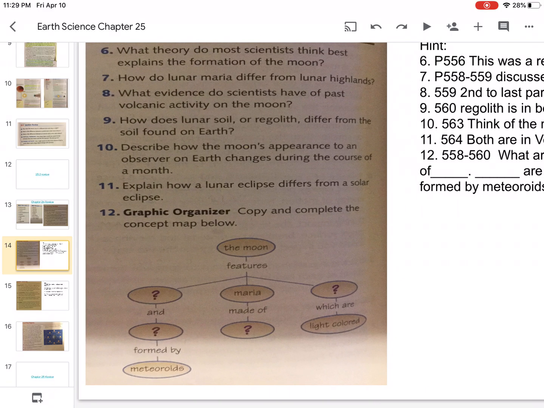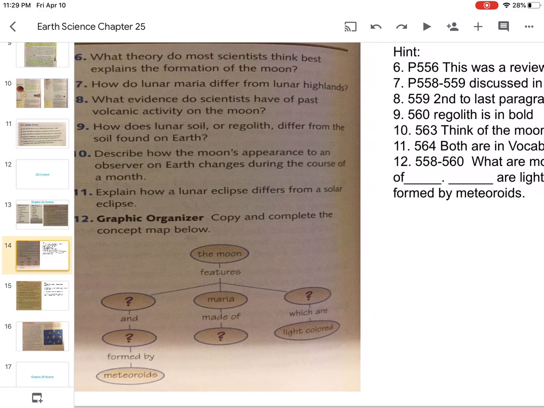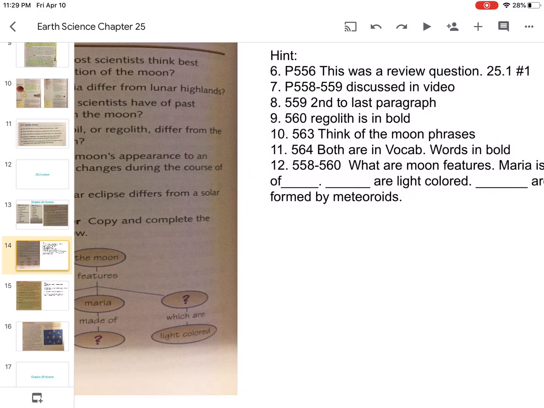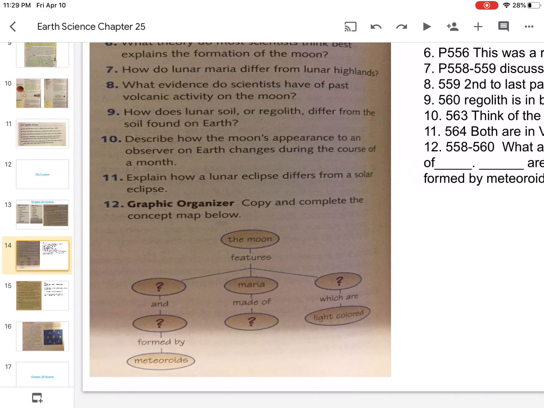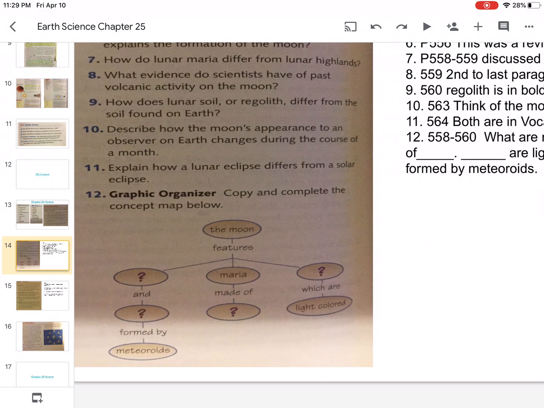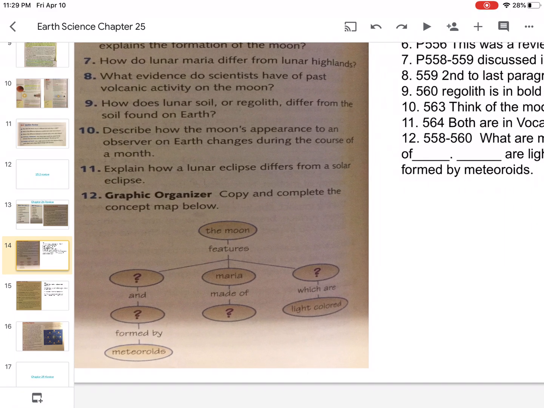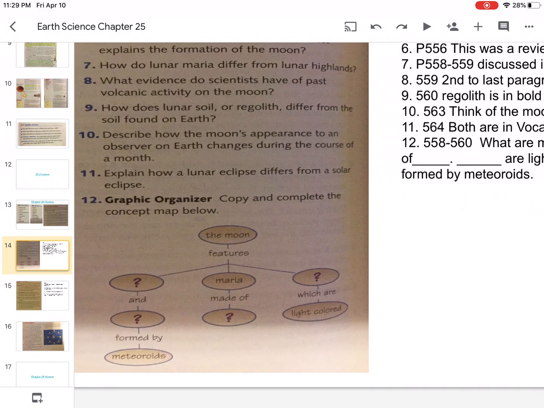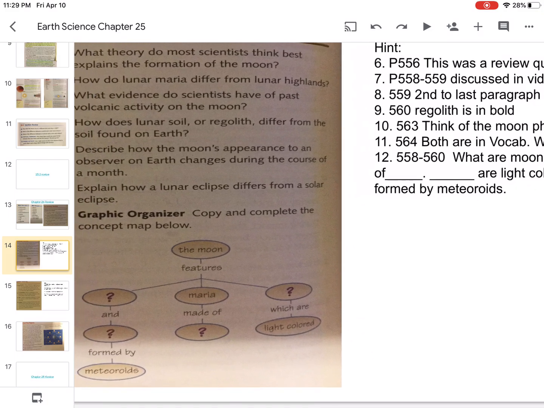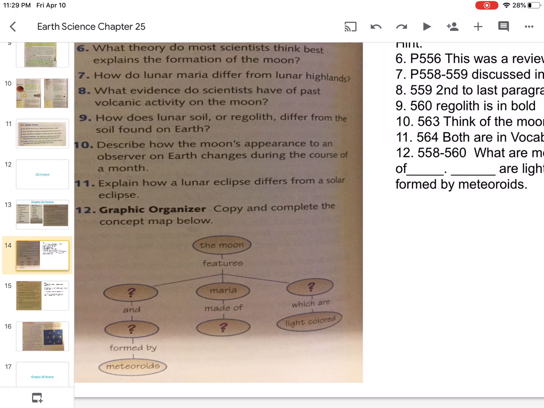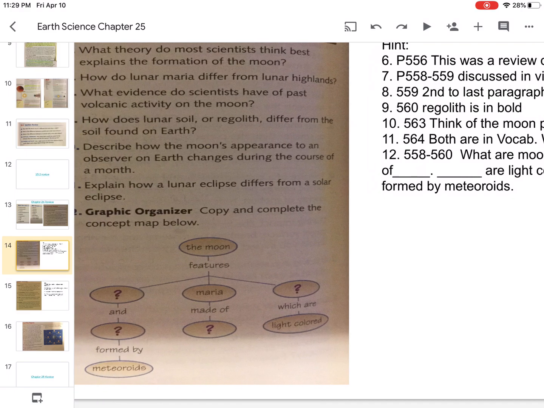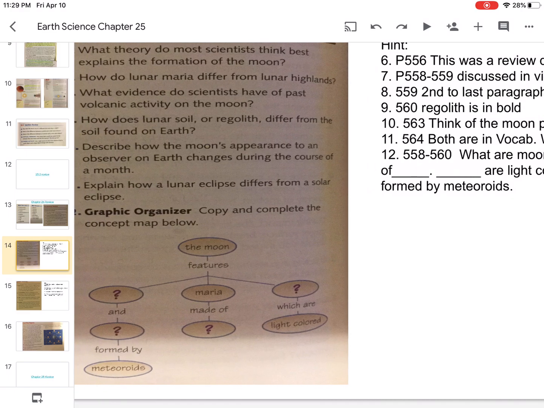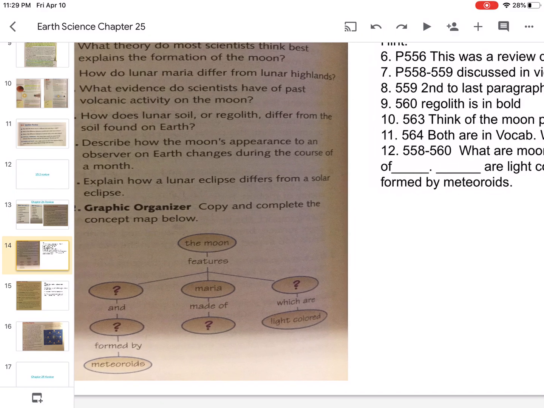Number 8. What evidence do scientists have of past volcanic activity on the moon? On page 559, the second to the last paragraph, you'll find your answer there. Number 9. How does lunar soil or regolith differ from the soil found on Earth? Remember, we talked about that. That was a question about water. So go to page 560 and reread that on regolith, which is in bold.